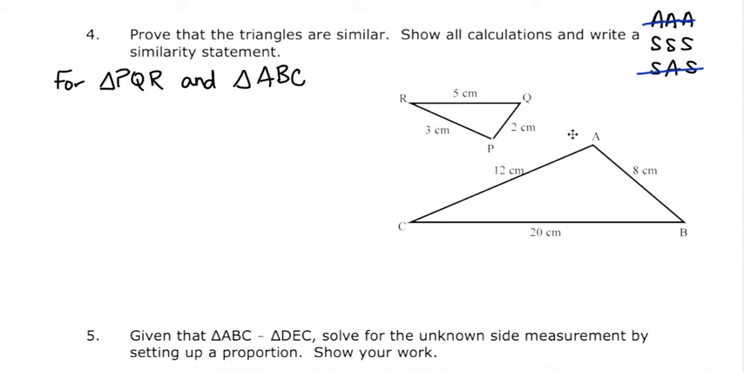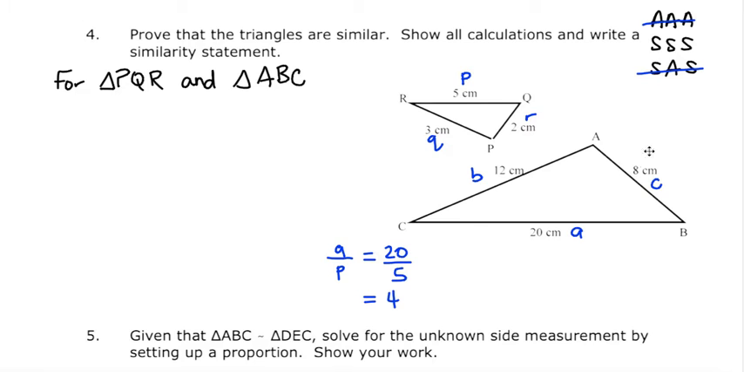So I'm going to start by labeling my sides. Across from A is little a, across from B is little b, across from C is little c. Across from P is little p, Q is little q, and R is little r. So what do I know? Well, I know that A has to be in proportion to angle or side P in this case. So let's see what that is. So A over P. Well, A is 20 and P is 5 and 20 divided by 5 is 4.